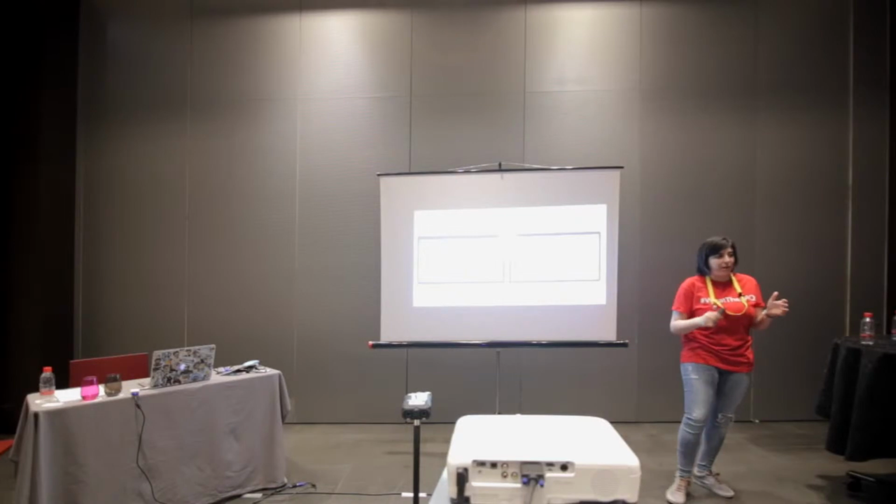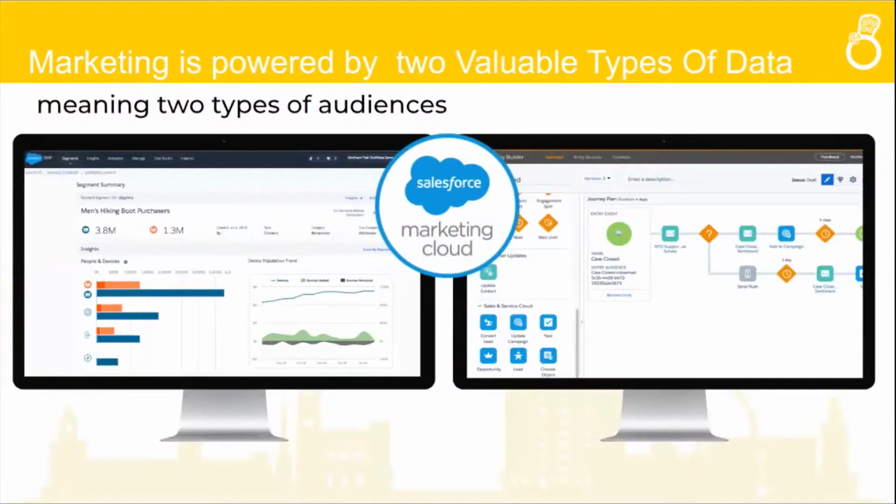Basically, in Marketing Cloud, we have two types of data. We have the data of the customers we know, data that can be from our CRM. This is data from people who are logged in, people who have interacted with you in a logged way. So basically, you know who this person is.